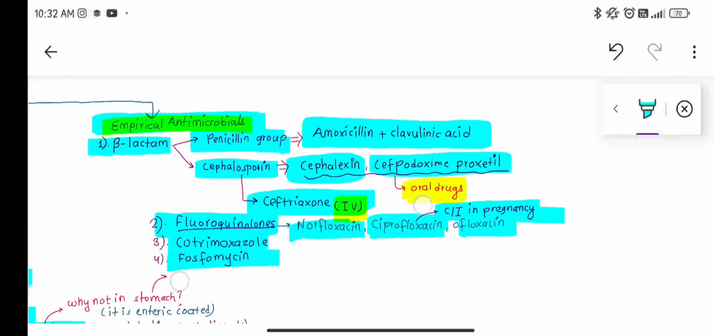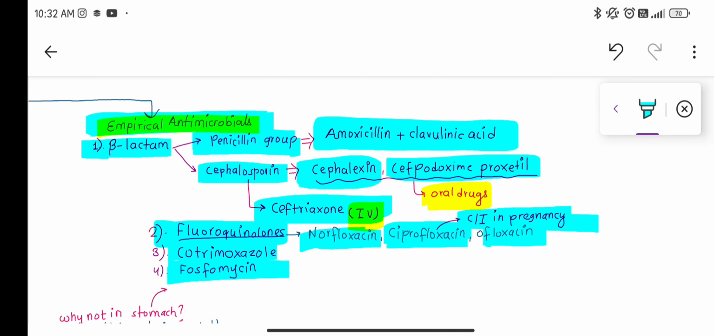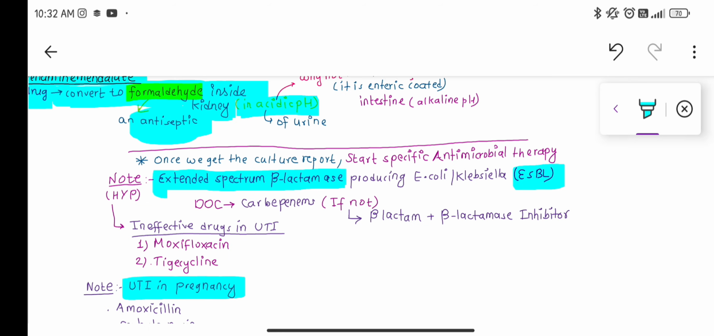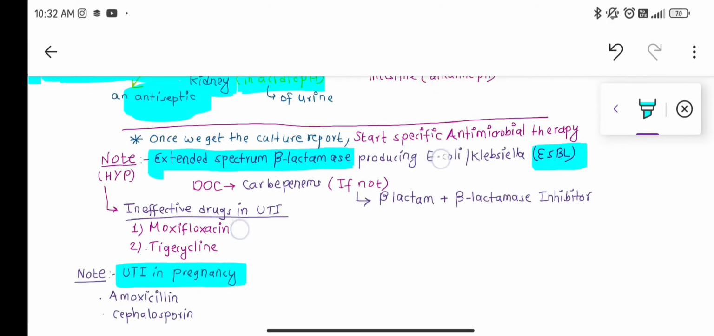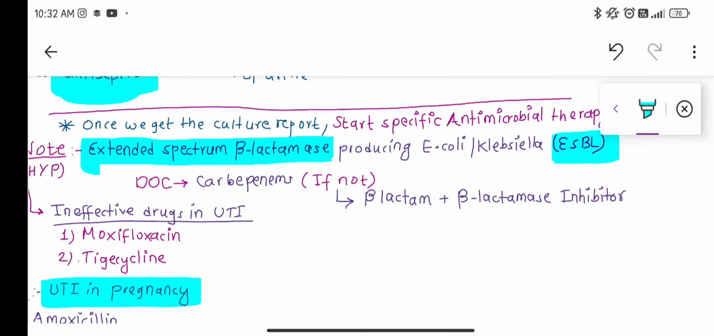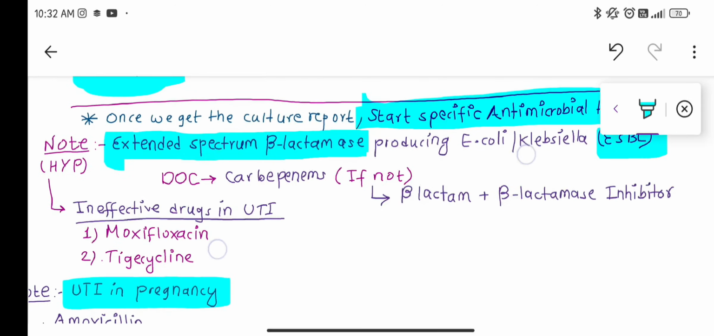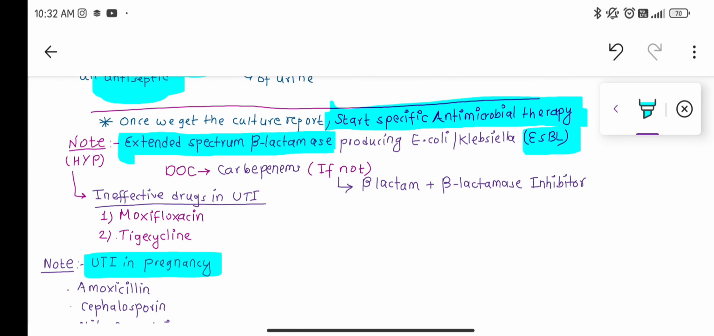Okay, so these drugs can be prescribed if the culture report is still late to come. Okay, bacterial multiplication can be controlled. Now once we get the culture report, we have to start the specific antimicrobial therapy. Okay, what is the specific bacteria that is causing it? So for that we can start the antimicrobials.